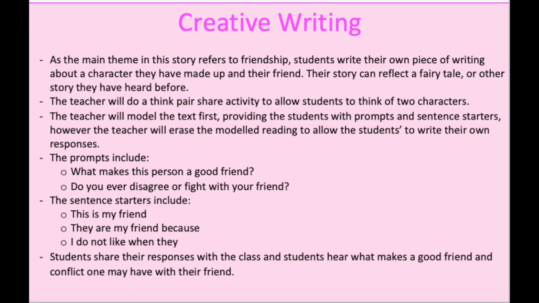The second lesson involves a creative writing lesson. As the main theme in the story refers to friendship, students will write their own piece of writing about a character they have made up and their friend. Their story can reflect a fairy tale or other story they have heard before.